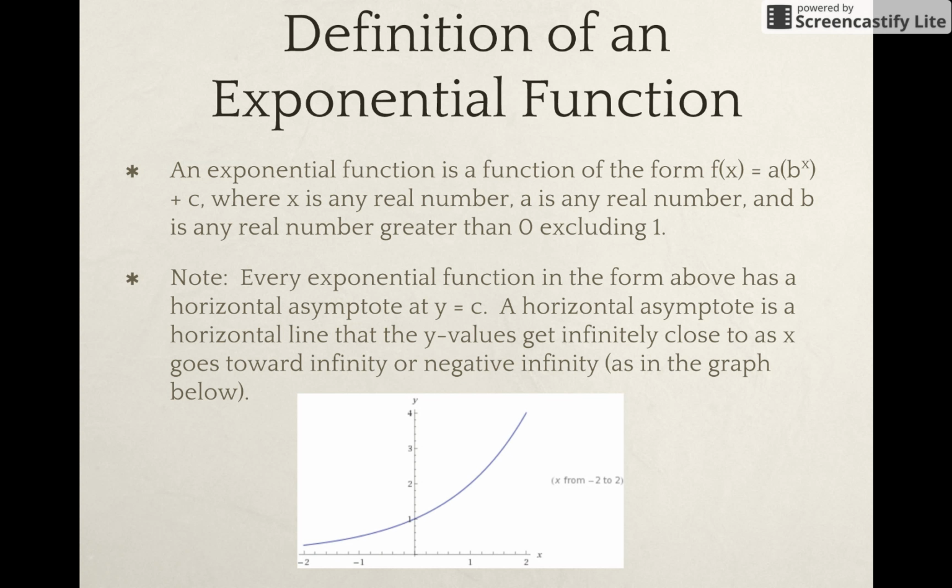When we think about the values that this function can give, we'll actually find that c is going to be what's called a horizontal asymptote. That is the equation y equals c. We don't talk about horizontal asymptotes very much in this class, but just to note, a horizontal asymptote is a horizontal line that the y values get infinitely close to as x goes toward infinity or negative infinity.